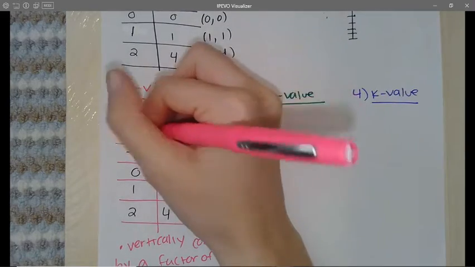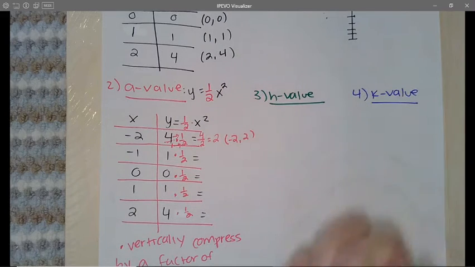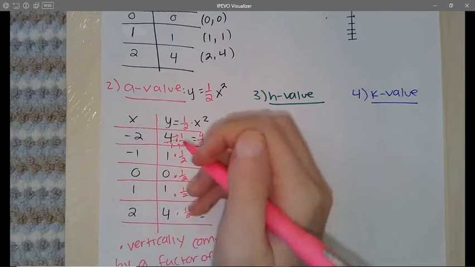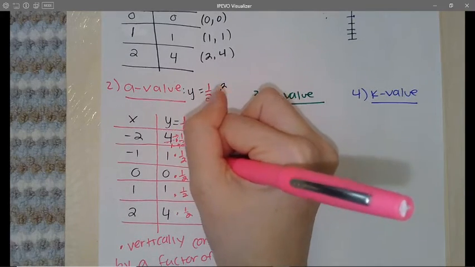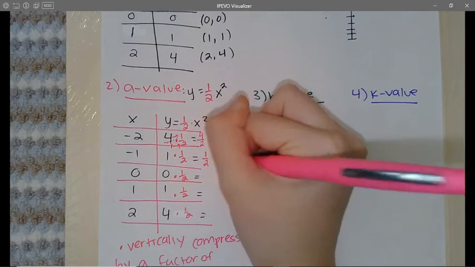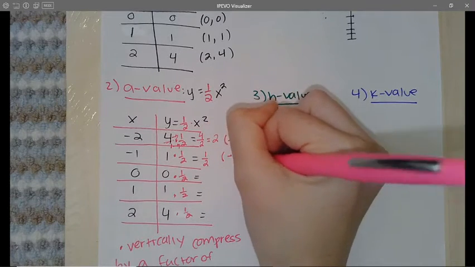Okay, so for the rest of them, I'm simply going to divide by 2. You can multiply by 1/2 though, it's kind of up to you. Okay, so my first point is the point -2, 2. My next point, 1 times 1/2, well 1 times anything is itself. So 1 times 1/2, or 1 divided by 2, is 1/2. So my next point is going to be -1, 1/2.